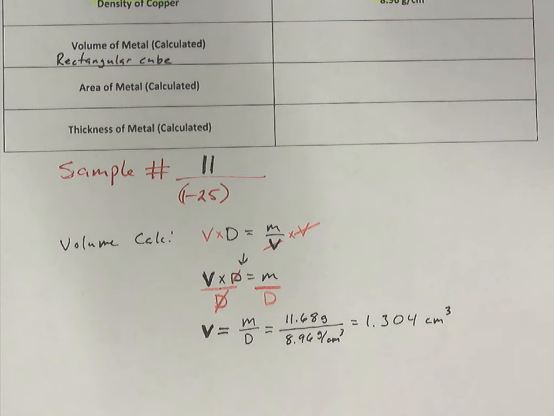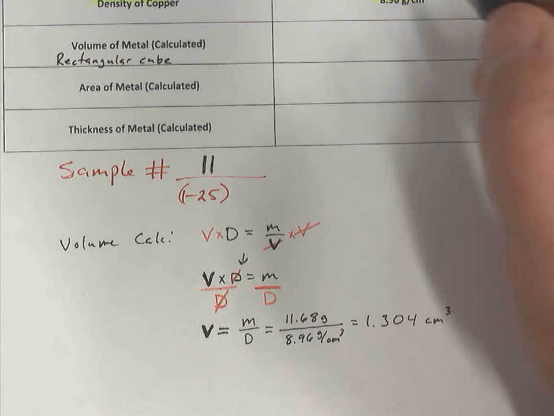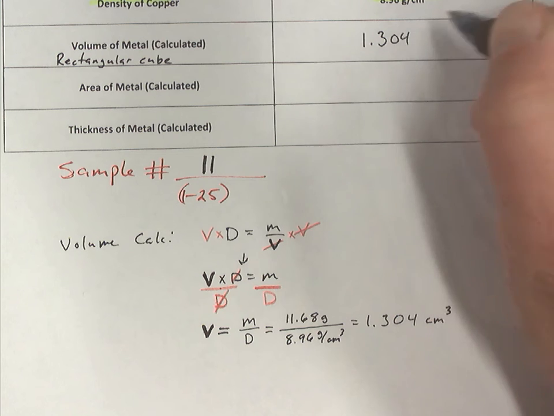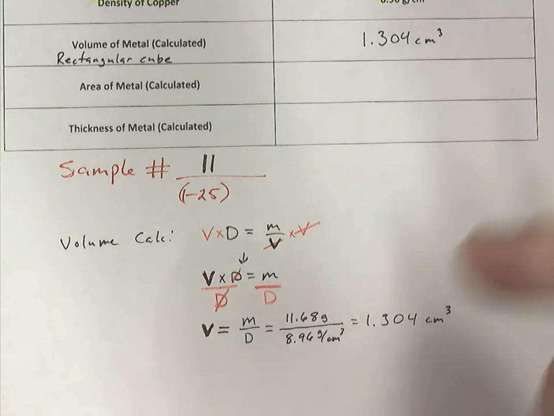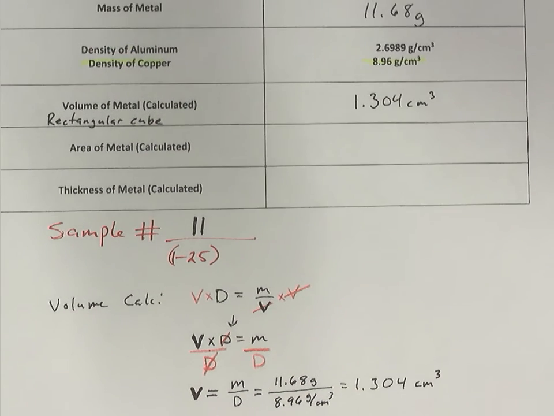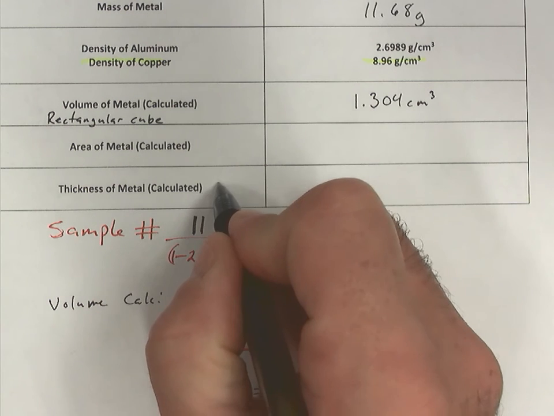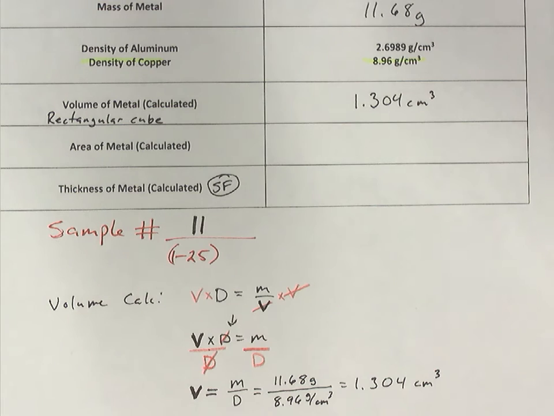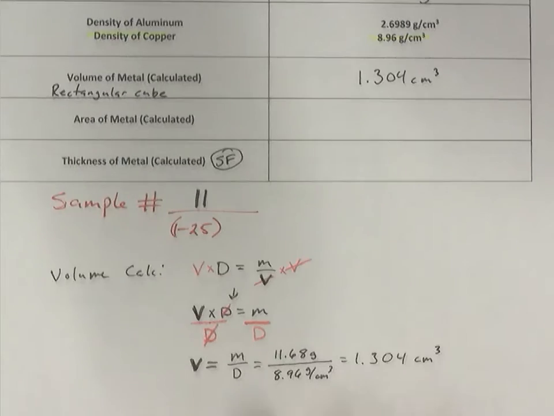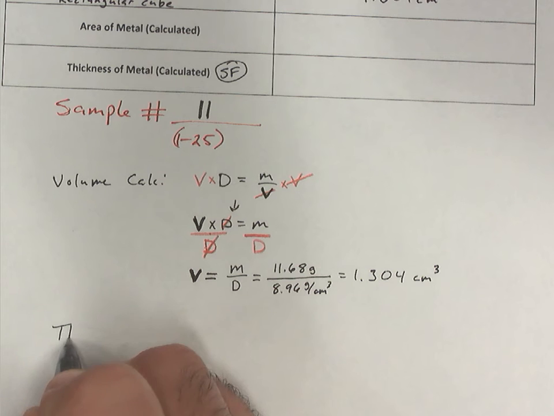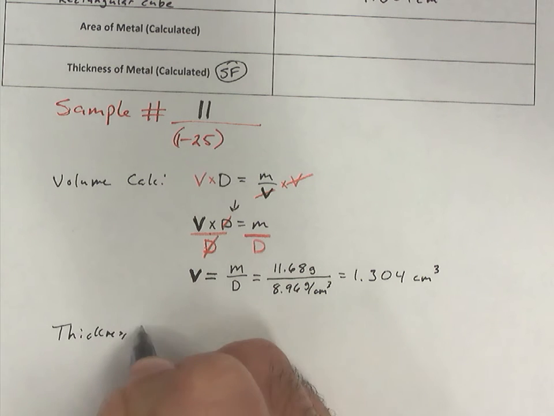So volume, we do need to find volume. We're going to record that up here, but we're going to keep some extra numbers just until we get the final answer. Our final answer, we want to put in significant figures. So if we now think through the next equation, it is to find the thickness or the height.